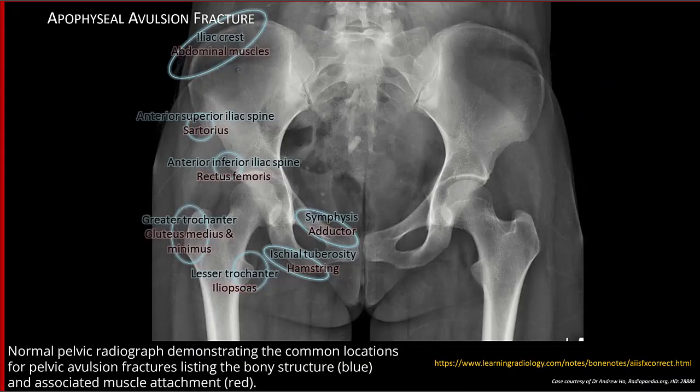Here is a summary image of regions that you can find avulsion fractures from, along with their associated muscular attachment that would be involved to help you understand how a patient may present with that specific injury.